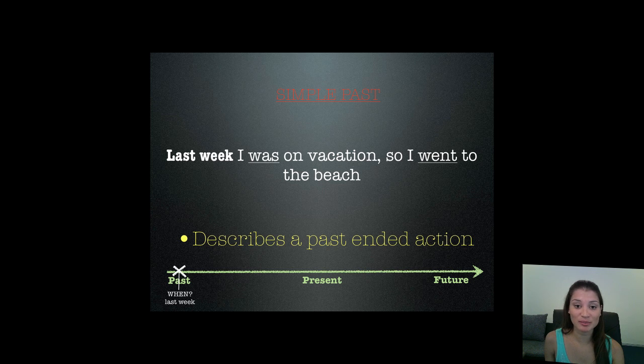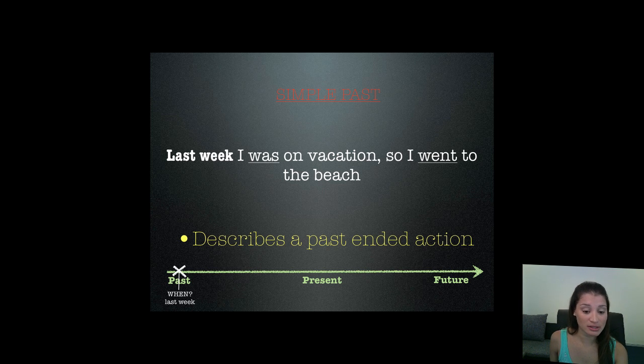Next one is the simple past. Last week I was on vacation, so I went to the beach. This sentence describes a past ended action. Take a look, because this is something very important. When I say ended action, that means that I was on vacation and I went to the beach last week. This week I'm not there anymore.